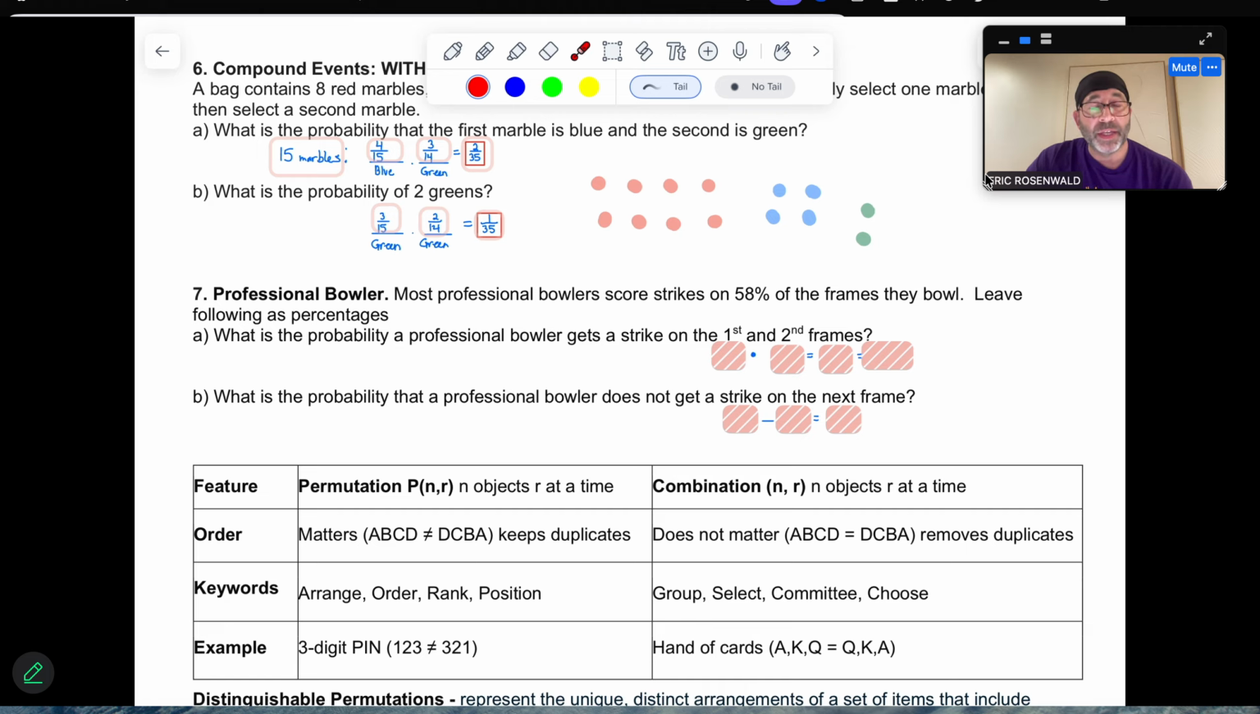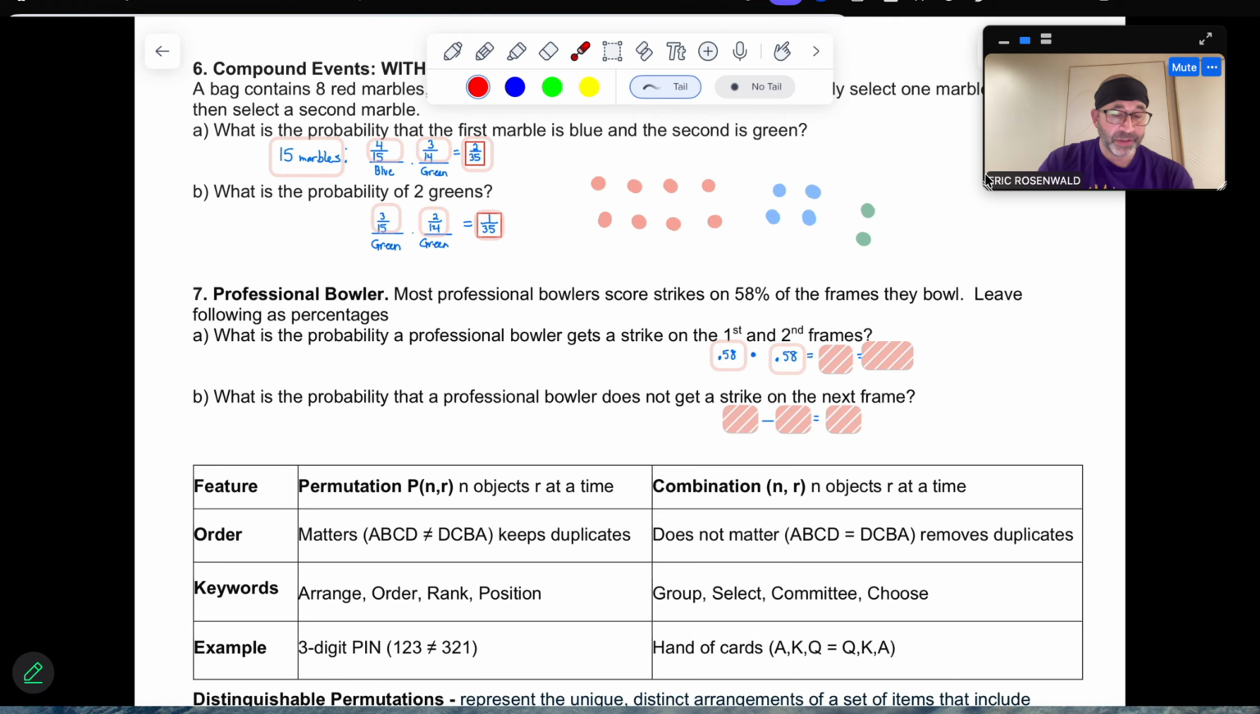Leave the following as percentages. Letter A says, what is the probability that a professional bowler is going to get a strike on the first frame and on the second frame? Well, the probability to get one on the first frame is 58%. And it says right here in the problem that they can get a 58% on any frame that they bowl. So on the second frame it's also 58%.